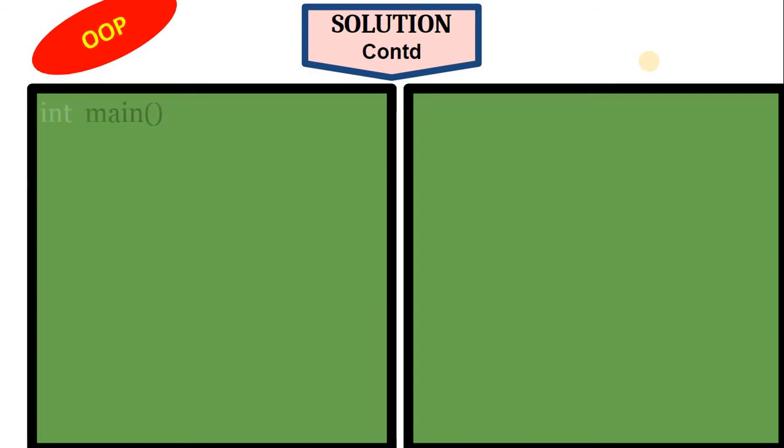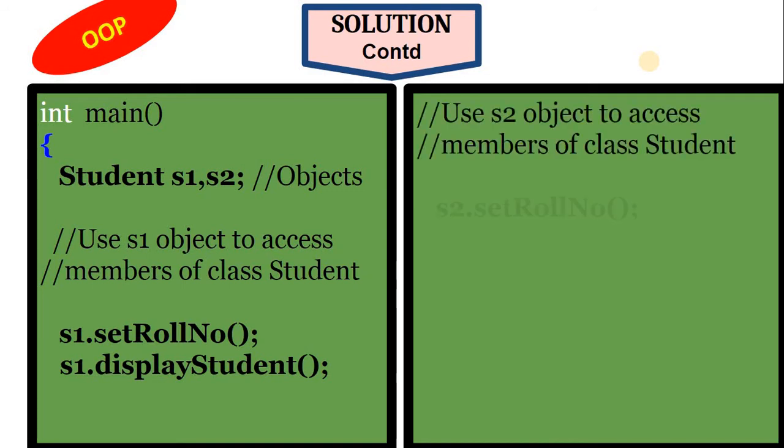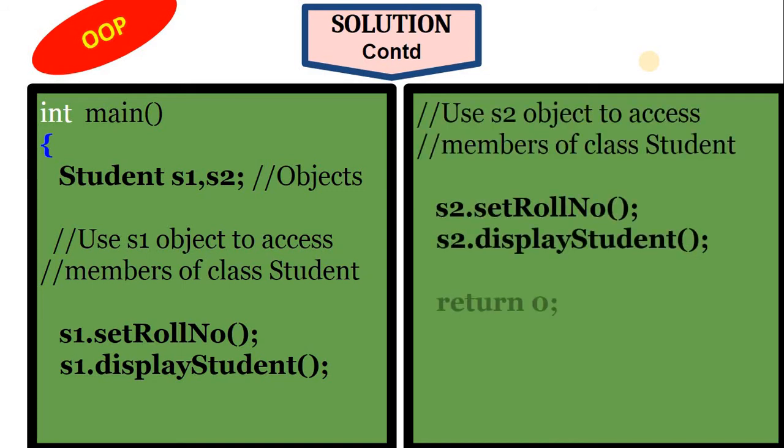Now inside the main function, to access set roll number and display student, we create two different objects, S1 and S2, which belong to the student class. To access them we use S1 dot set roll number, S1 dot display student. Similarly, we can use another object S2 and access S2 dot set roll number, S2 dot display student. So this is how we declare the class, define the objects, and access the members using the objects.